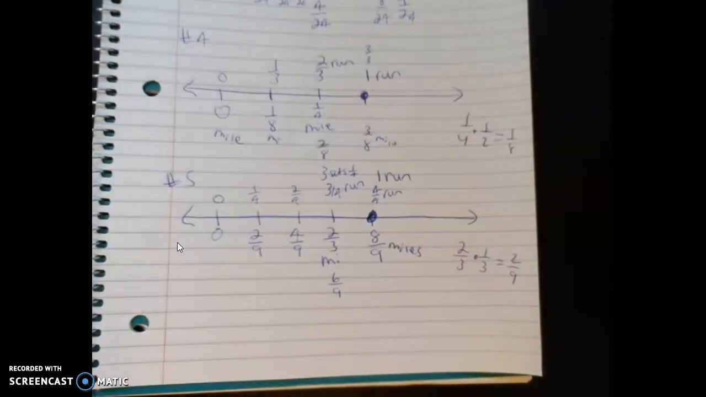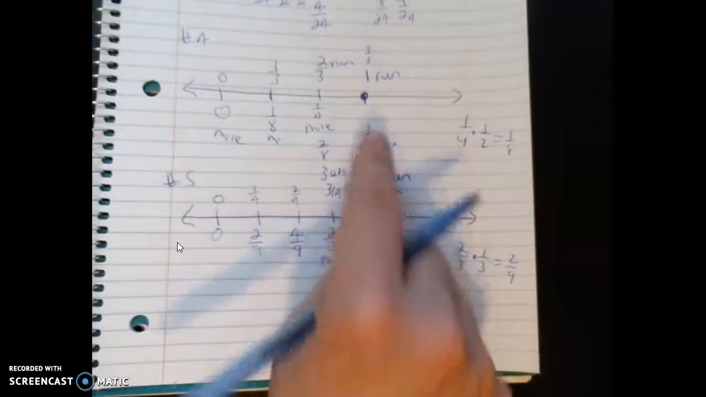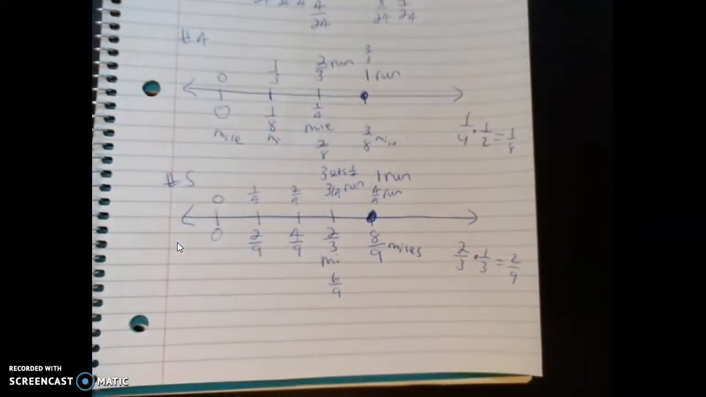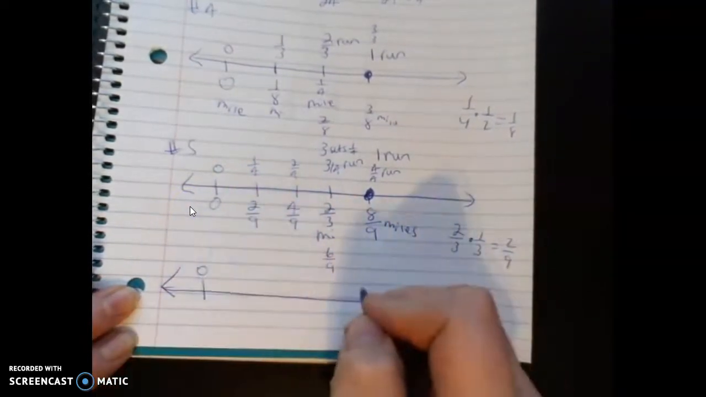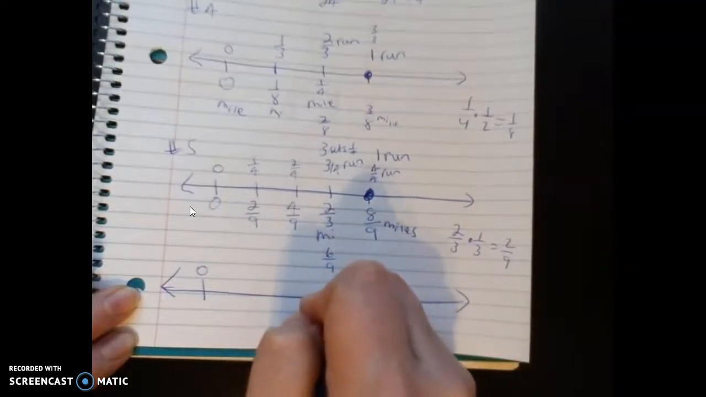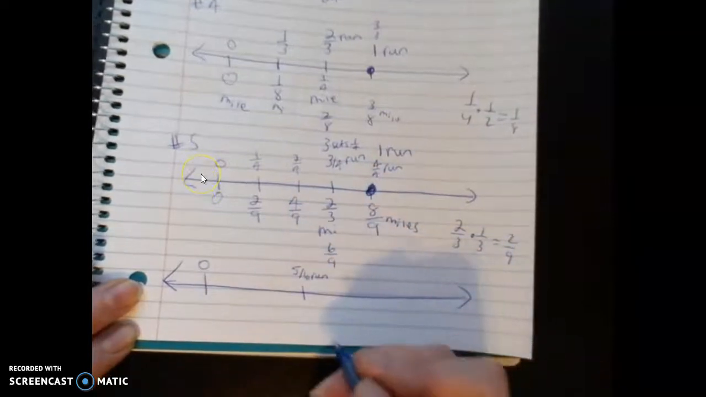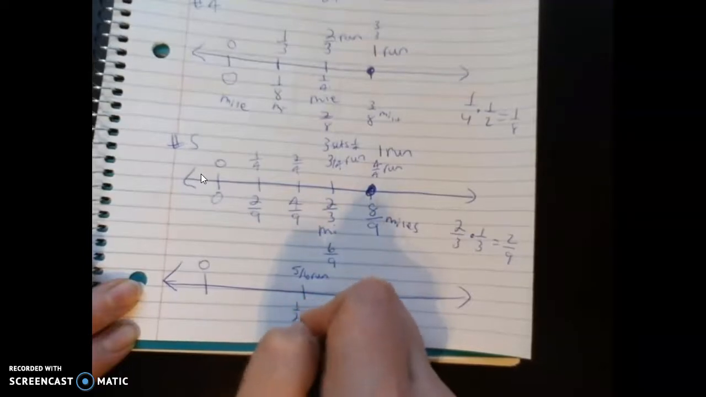Now, another option is you could try to get a common denominator, but you don't really need to. You just need to pay attention to what your base unit is and what you're trying to build up to. So let me make up another one here. Here's 0, and say they did 5/6 of a run, and say that's half a mile.